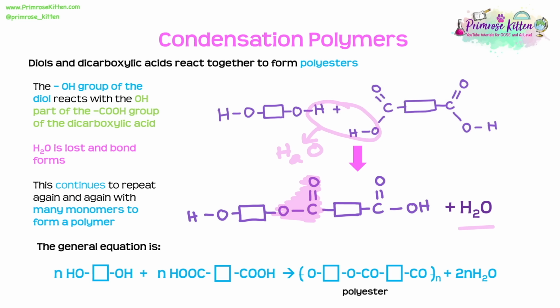Now this is just one reaction. We don't yet have a polymer, but this reaction would go on and on and on to form a polymer with lots more alternate diol, carboxylic acid, diol, carboxylic acid repeating. And this is what our general equation would look like. Here we have our diol. If we had n of those, we could react it with n of the dicarboxylic acid. We would make our polyester, and we would make 2n H2O. So that would be our general reaction. And that is how we make condensation polymers.